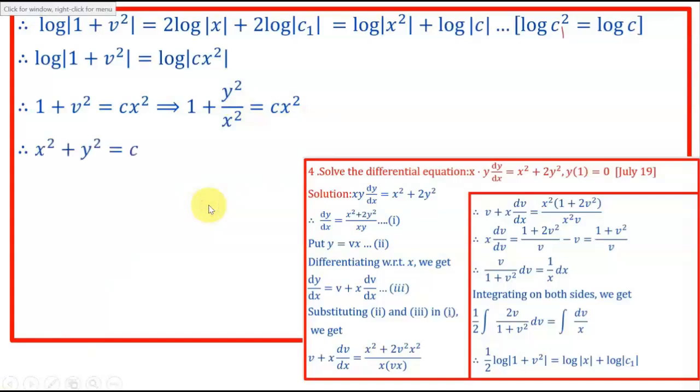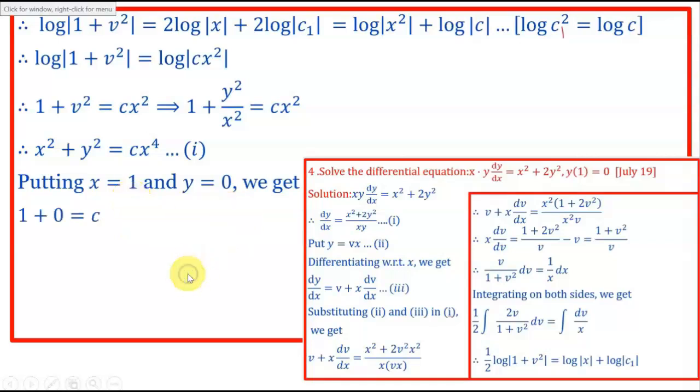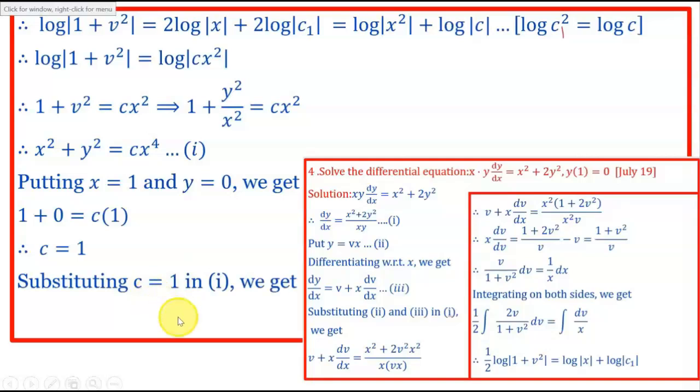Now, multiplying on both sides by x square, you will have 1 into x square is x square plus y square is equal to c x raised to 4. Now for the particular solution, when x is equal to 1, y is 0. Then c is equal to 1. Therefore, after substituting c is equal to 1 in equation 1, you will have x square plus y square is equal to x raised to 4, and this is the required solution of this differential equation.